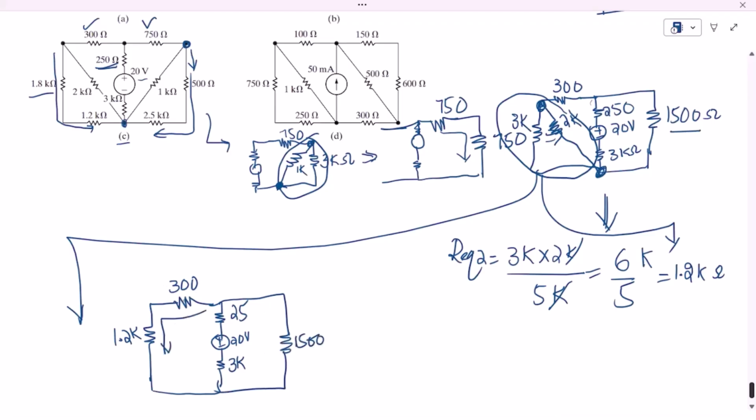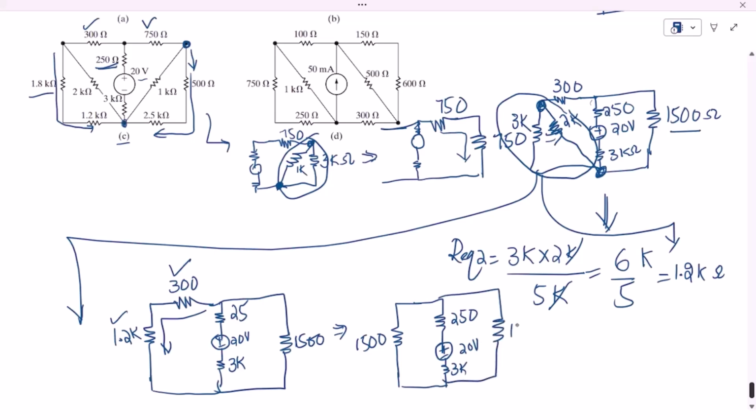You can see that the two resistors are again in series with each other, so it is now 300 plus 1.2 kilo, which is 1500 ohm. You can add them, 300 plus 1200, and you will get 1500. And here this 250 ohm, this source of 20 volts, and 3 kilo, and this 1500 ohm. This is the circuit which we have got.